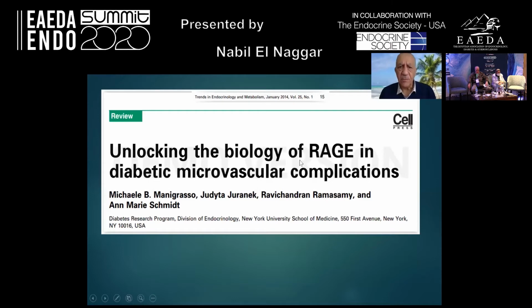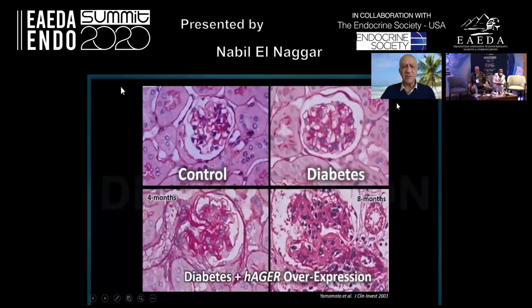Here is an article published in 2014 in Trends in Endocrinology and Metabolism, looking into unraveling the biology of RAGE in diabetic microvascular complications. And in this slide, you can see a comparison between diabetic patients and the control when there is an overexpression of the RAGE receptors. The effect on the control is somewhat pathologic changes in the glomerular pattern here after 4 months of overexpression of the RAGE receptors. However, in diabetics, this effect is much more exceeding than that which happens in control.